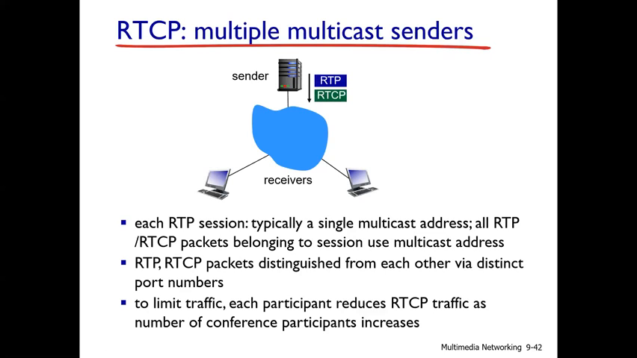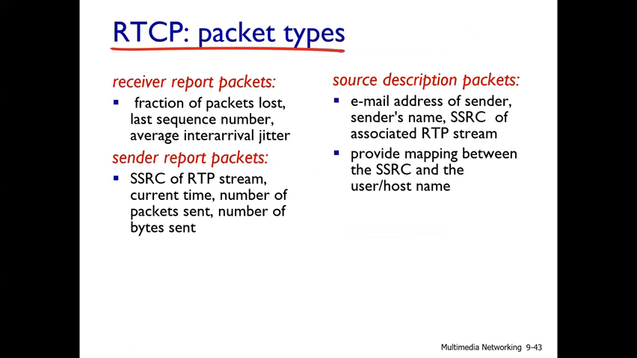Here you can see the diagram, RTP and RTCP are moving now. From here also RTP and RTCP packets will move to the network. There will be RTCP packet types: receiver report packets, sender report packets, and source description packets. In the receiver report packets, the fraction of packets lost and the last sequence number received are reported. And we also have inter-arrival jitter, or you can say delay jitter, inside the receiver report packets.